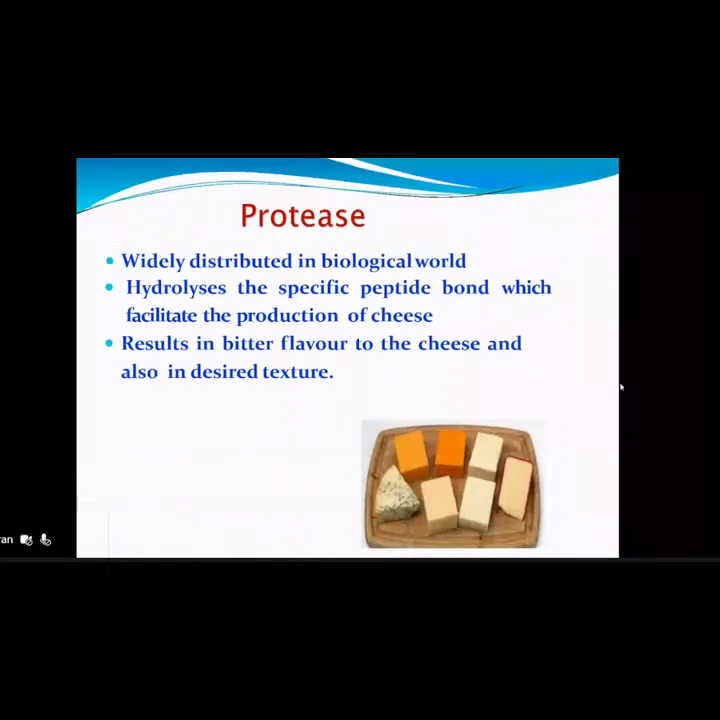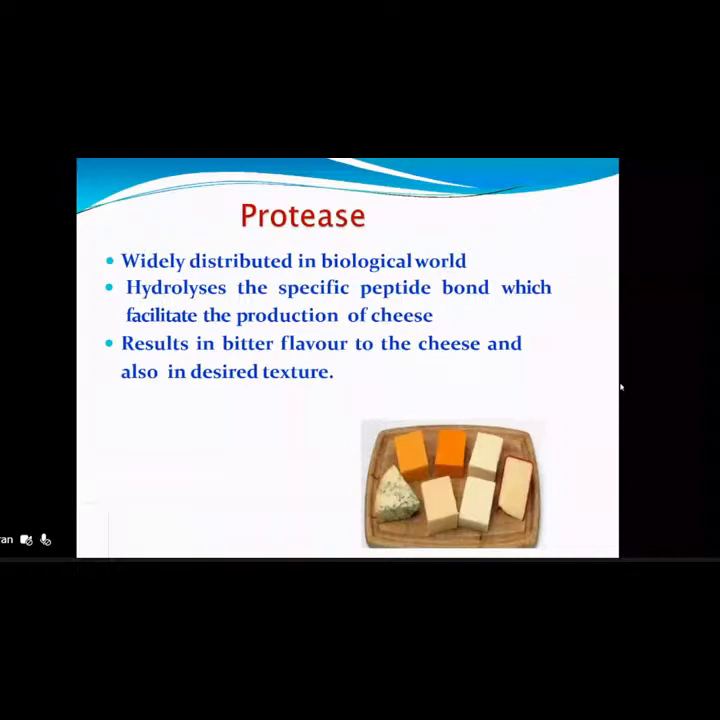Coming to protease, actually this protease is a widely used enzyme among all other enzymes. As the name implies, protease acts on proteins, right? It acts on the peptide bond and breaks the protein to form amino acids. So it is another excellent enzyme used in the food industry. It hydrolyzes the peptide bond and it forms the cheese, right? It is used in cheese manufacturing, and it also results in bitter flavor to cheese.